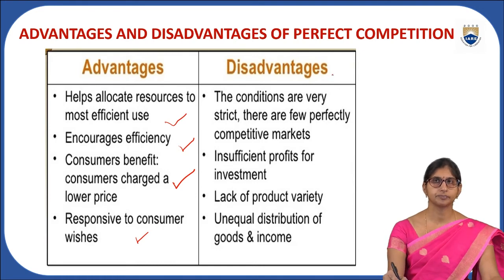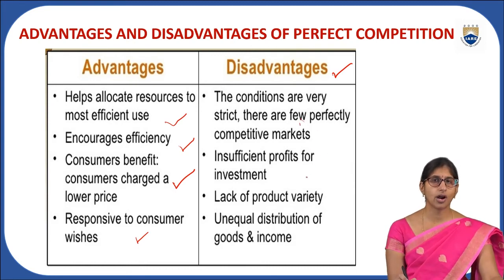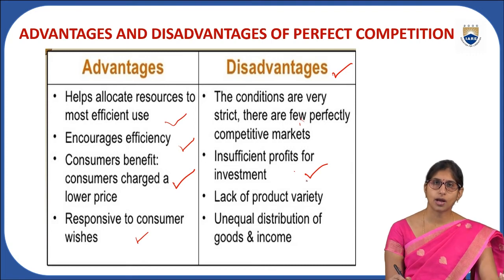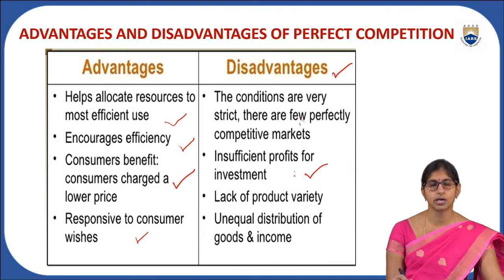Now coming to the disadvantages of perfect competition, the conditions are very strict, where we see only a few perfectly competitive markets in our society, only very few of them. And here one will not have sufficient funds to enter into this particular market. One may have a very good idea or a very good startup, but cannot invest more capital in that, due to insufficient profits which they are going to earn, or due to the investment they have to make. And we will not have a variety of products in this case of pure competition, as we have homogeneous products.